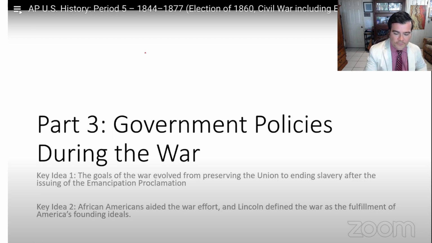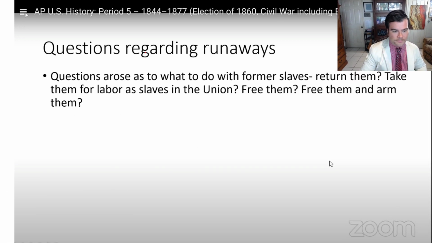African Americans aided in the war effort, and so yeah, Lincoln was like, dude, let's get African Americans to fight. They're going to want to fight, obviously, and they're going to do a great job. Questions regarding runaways, right?